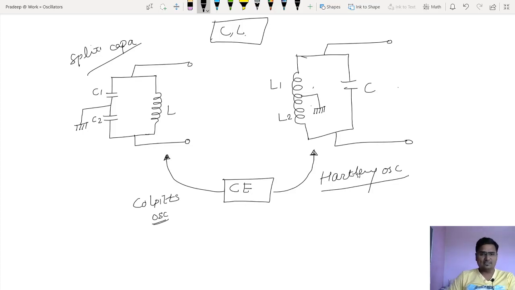See, use this, you will get a Colpitts oscillator. Use this, you will get a Hartley oscillator. And the amplifier will remain the same: common emitter single stage RC coupled amplifier. So which one to start with, Hartley or Colpitts? It's up to us. Let us start with the Hartley oscillator, because the Colpitts oscillator we have done as an experiment in lab. So let's go for the Hartley oscillator. Try to understand the Hartley oscillator first.